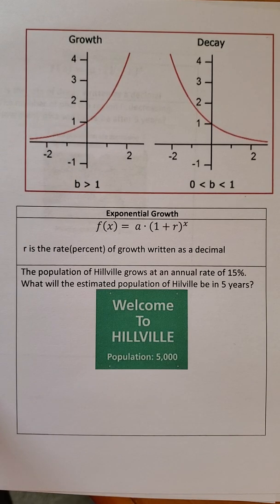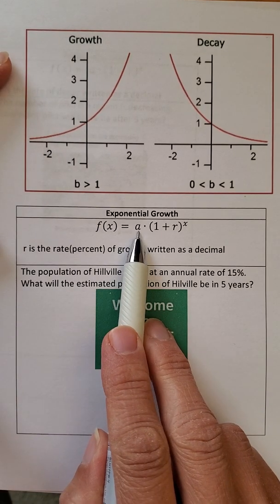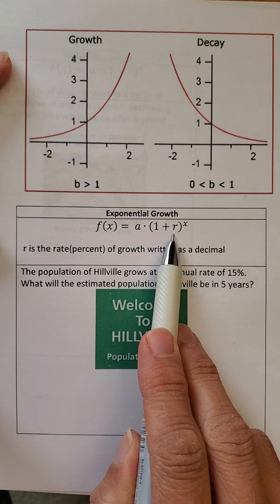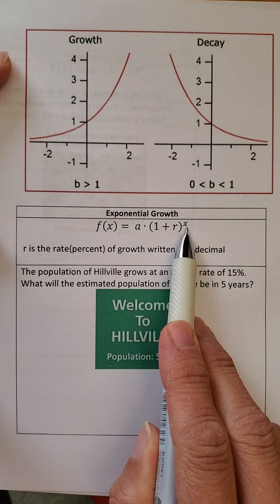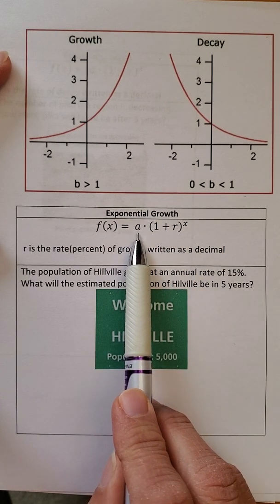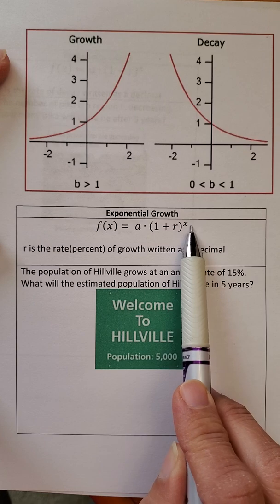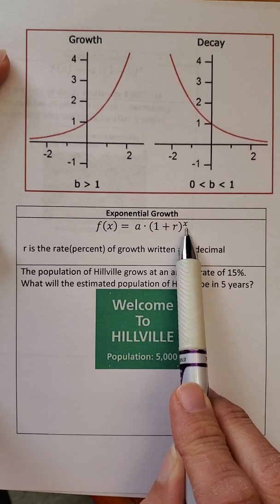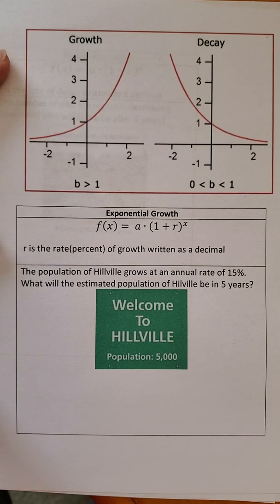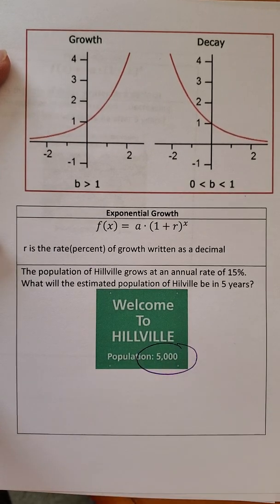So remember that we need a beginning amount, we need a rate, and we need a time. Those are the three things we need. The A is the beginning amount, or the initial value. The R is the rate, and they usually give it to us as a percent that we need to change to a decimal. And this little exponent, sometimes it's a T, sometimes that letter changes. This is our time.